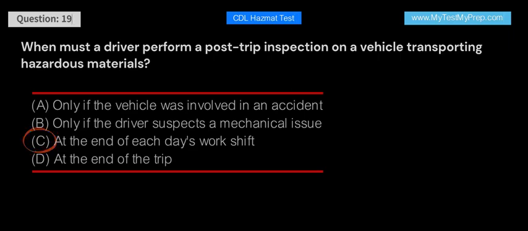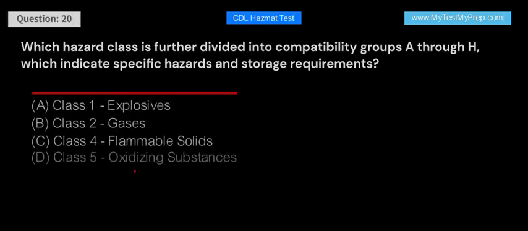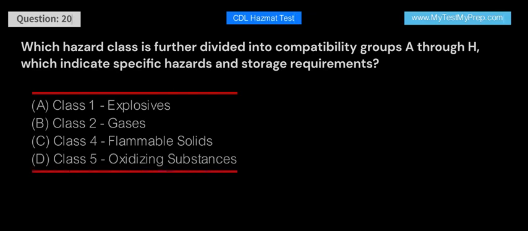Which hazard class is further divided into compatibility groups A through H, which indicate specific hazards and storage requirements? A. Class 1 Explosives. B. Class 2 Gases. C. Class 4 Flammable solids. D. Class 5 Oxidizing substances.